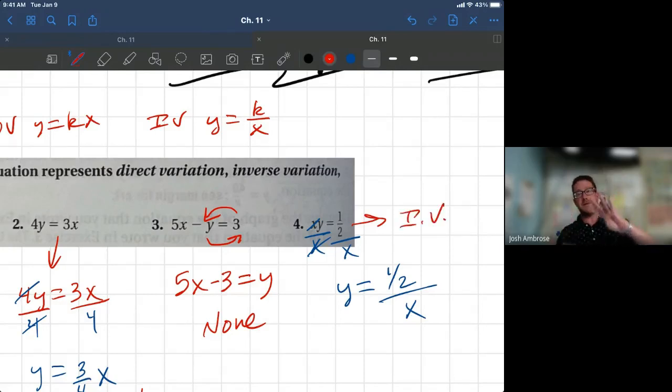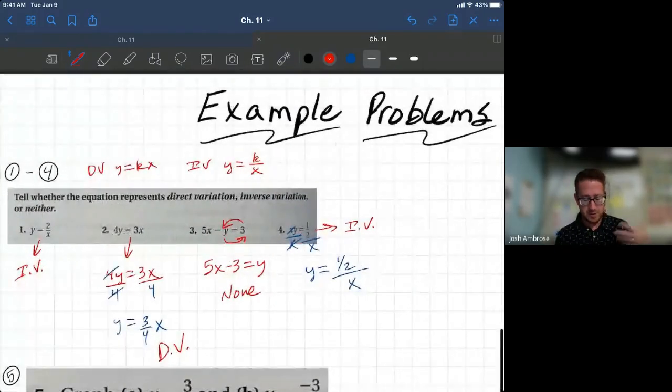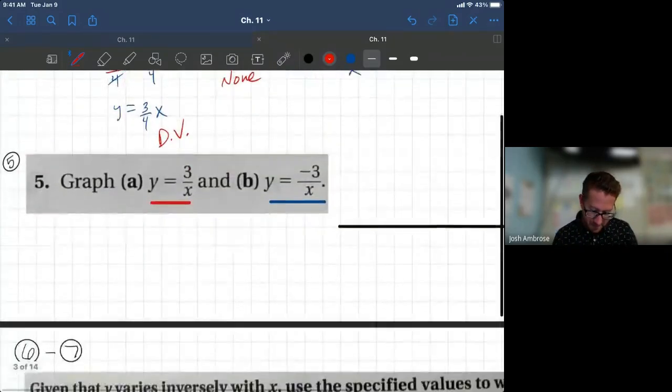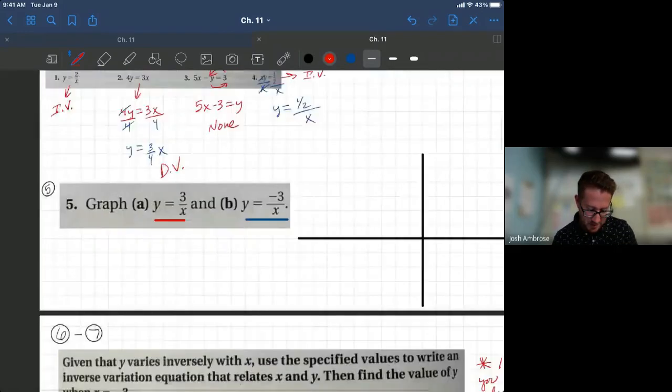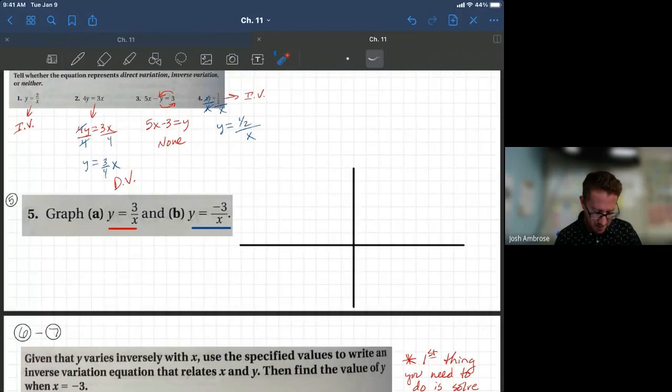All right, so there's the first 4 worked out right there for you, trying to determine what does the equation represent: direct, inverse, or neither. All right, graphing. We're going to make this one real easy here. We're going to do 2 different colors. The y equals 3 over x is going to be in red, and the y equals -3 over x is going to be in blue.